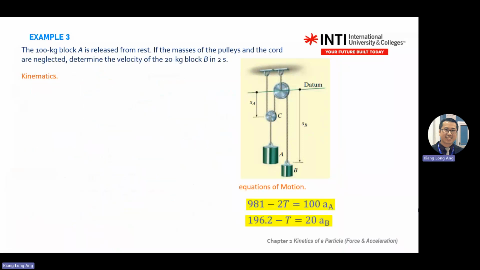Okay. So you have two equations, two unknowns. Two linear equations, solving simultaneous equations. Solve simultaneous, you get T, but you have three unknowns: acceleration for A, acceleration for B, and tension. So you have three unknowns, two equations here. You need one more equation. That equation is from here. It's from Chapter 1, velocity and acceleration between two bodies.